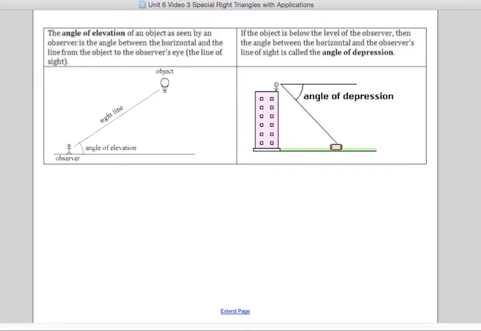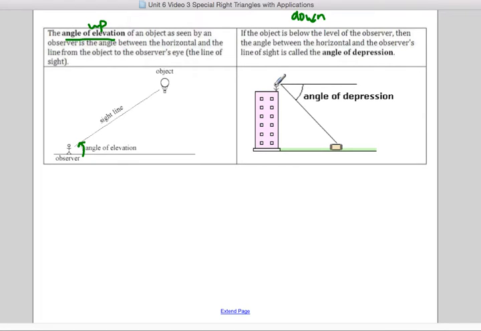So angle of elevation, what it means is that you are on the ground and you are looking up. It's an object as seen by an observer, the angle between the horizontal line from the object to the observer's line. So essentially, if I am on the ground and I look up at an object, my angle of elevation is the angle down here. So if you're looking up, angle of elevation. If you are looking down, it is angle of depression.